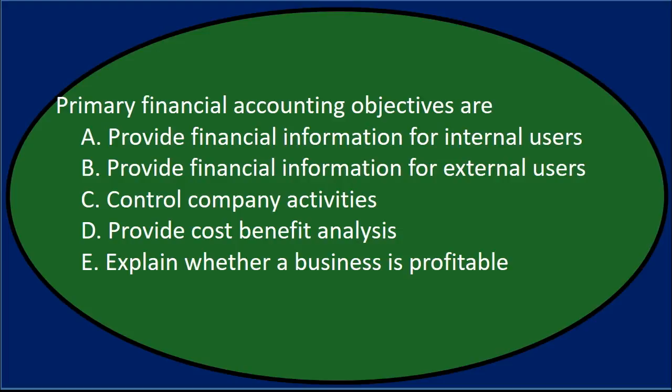E, explain whether a business is profitable. Again, that might be the case. We might be using them for that case, and external users may be using them for that case as well as internal users. But the primary objective is for the external users' information. So although that might be something they use it for, that would not be the all-encompassing reason for the financial statements. So the answer is: provide financial information for external users.